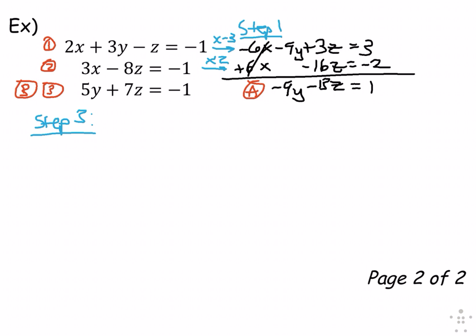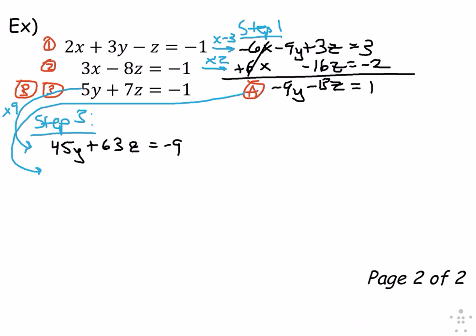So I'm going to eliminate it. So as I do so, as I move these, I want to modify them. So I'm going to take this equation down here, and I'm going to multiply it by 9. And when I take this equation, I'm going to multiply it by 5.